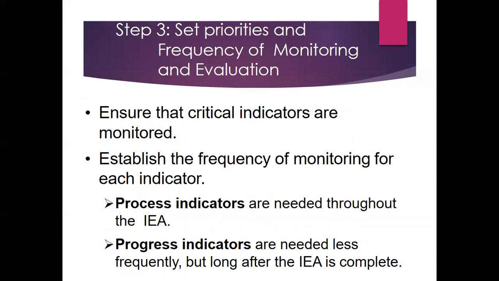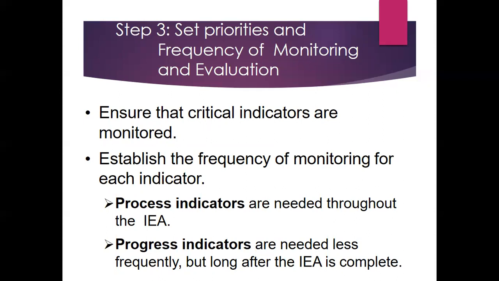Finally, step 3, we're still talking about self-assessment: set priorities and frequency of monitoring and evaluation. So you want to ensure that critical indicators are monitored. You've already identified your measures and indicators, those measures that you want to be collecting data for, so you want to ensure that they are being monitored. You want to establish the frequency of monitoring for each indicator. Note here we have 2 categories of indicators: process indicators and progress indicators.